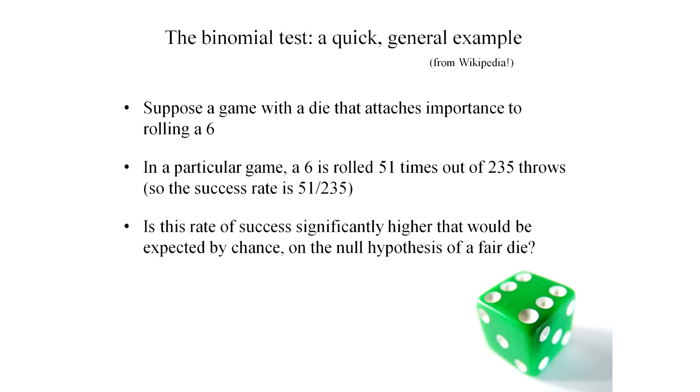Compare that to our success rate in our Madagascar example, which was 6 out of 7 or 4 out of 7. Okay, so that's that comparison. So what we're asking is, is that rate of success significantly higher than would be expected purely by chance? That's in effect what the binomial test is going to test. So we're really testing this null hypothesis: have we got a fair die, or is it loaded? So how do we do that?